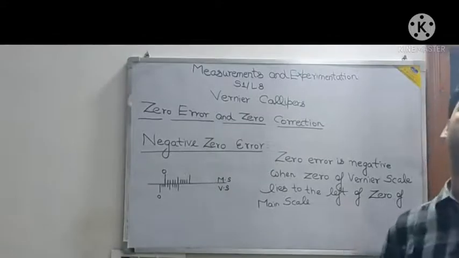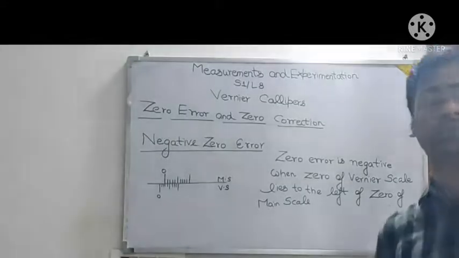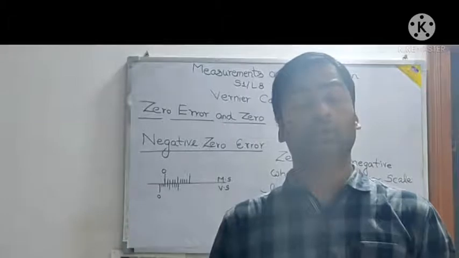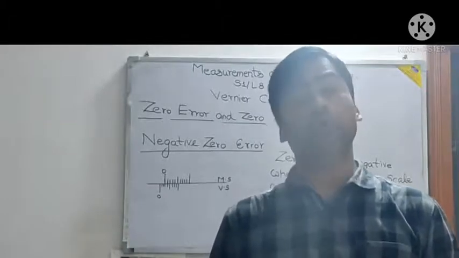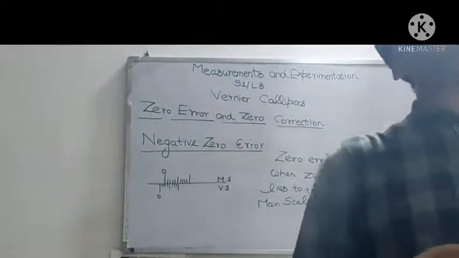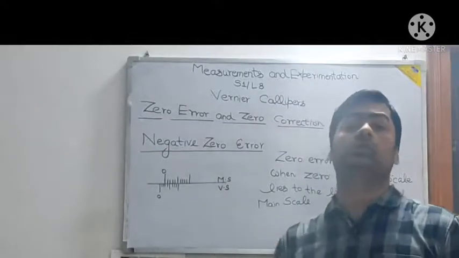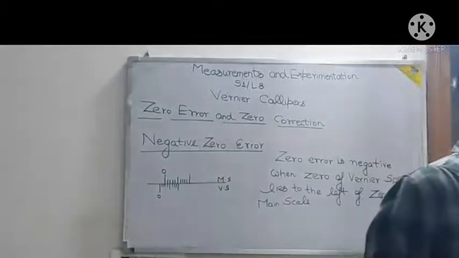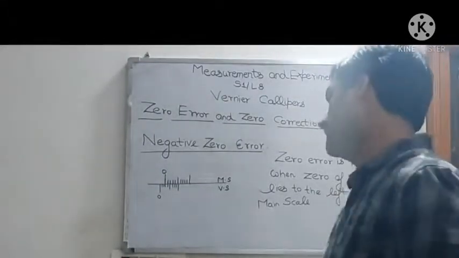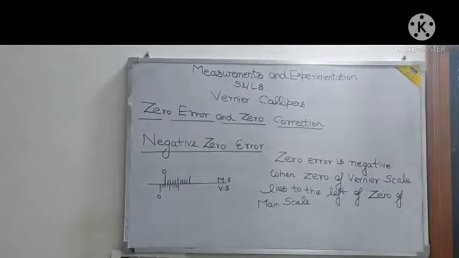Then only. So a question may ask, what is zero error? Explain the types of zero error. So there can be positive and negative, and don't think that these positive and negative zero errors are for vernier calipers only. No, it extends to the screw gauge, that is the micrometer also. Only the condition will be different, because in the micrometer screw gauge there is a circular scale, not a vernier scale. So main scale zero and circular scale zero will not be coinciding. We will consider that when you study it.